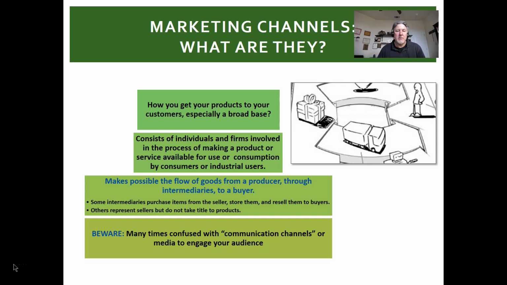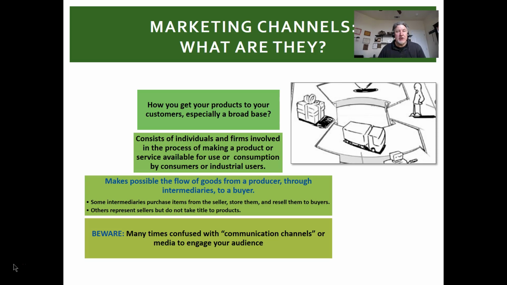And it can be a few different ways. You need to think about who is in that chain, maybe individuals, maybe firms that are involved in the process of making products available for use and consumption by your consumers or industrial users. And so what we're looking at is this flow from the producer to intermediaries to buyer, particularly if it's a physical product.